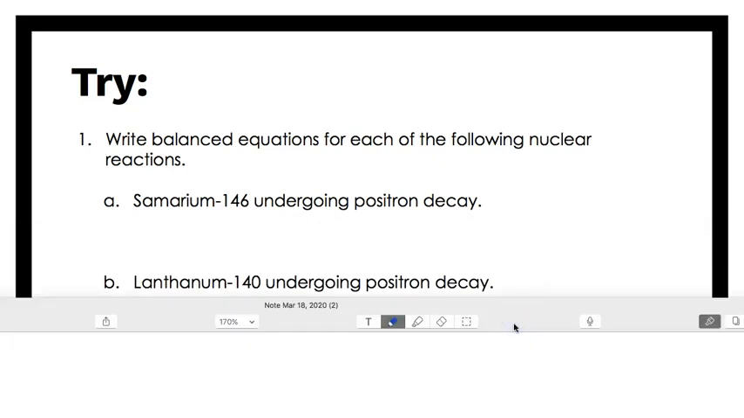So lanthanum, La. Lanthanum has a mass of 140 here.